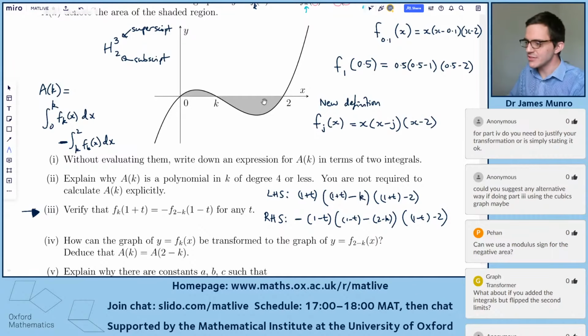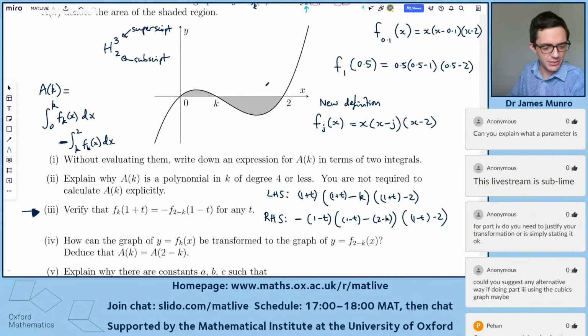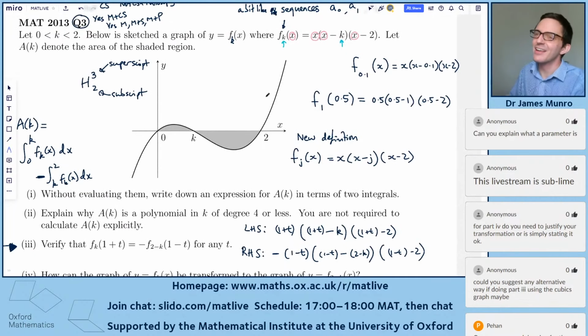Yeah, so parameters, I suppose. Yeah, that's a really good question. Can you explain what a parameter is? I think no, I can't. But there isn't really a difference between a parameter and an input.